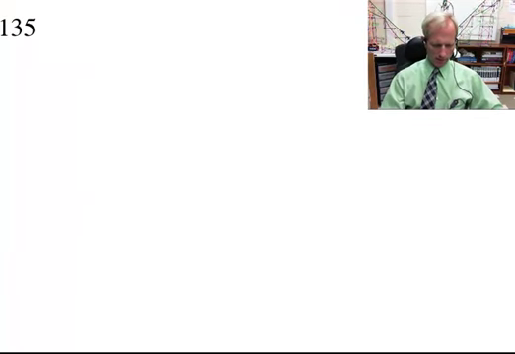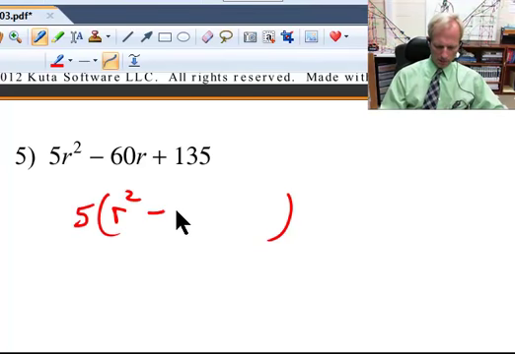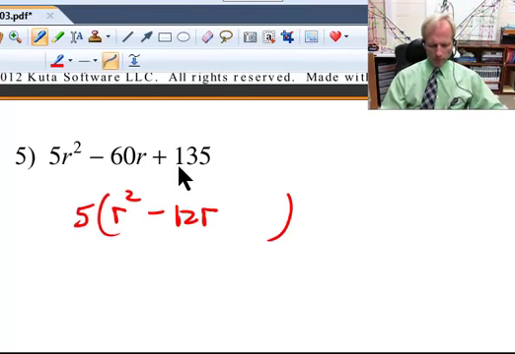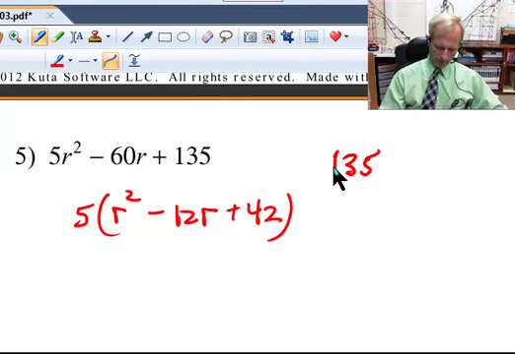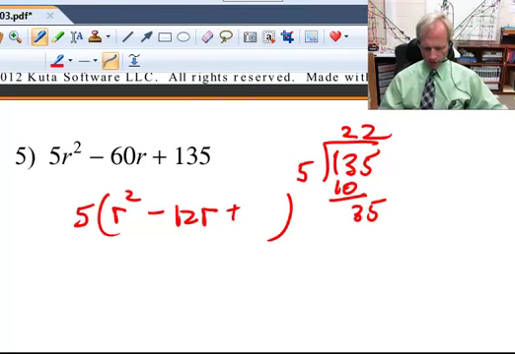Yes, I did. Okay, in the next one I can also see that I'm going to have a common factor of 5. So I'm going to divide out the 5, and that's going to leave me with r squared minus 12r, and then plus 42. I believe. Let me make sure. 135 divided by 5 is, let's see, 2 times 5 is 10. 3, 5. No, I'm way off. It's 27. Good thing I know how to do long division.